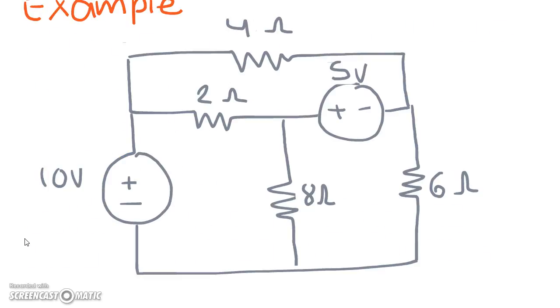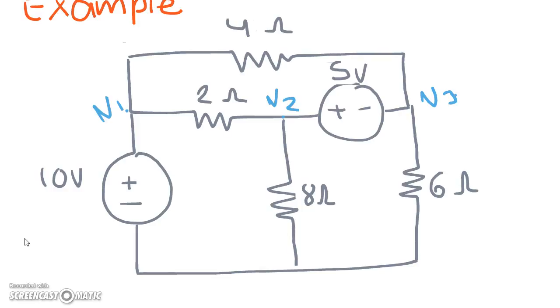Now let's make an example. Here we have a circuit with two voltage sources, and the first thing we have to do is find the nodes. Here is node number 1, here is node number 2, and this is also number 2. And this is node number 3.